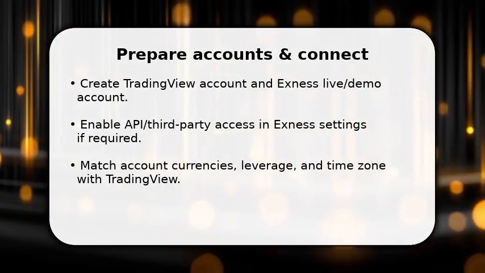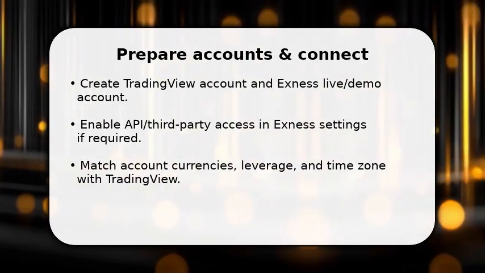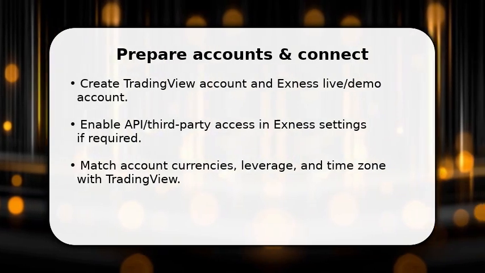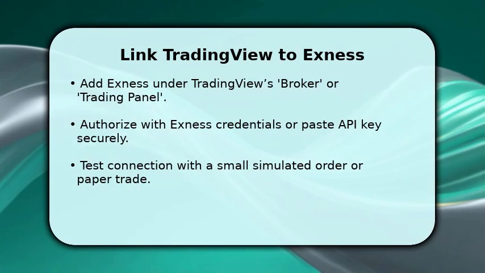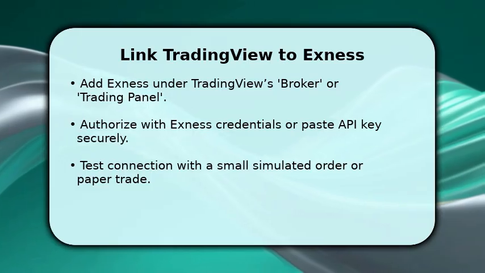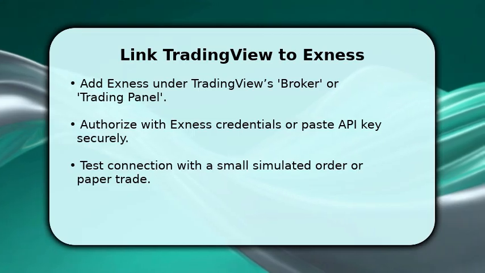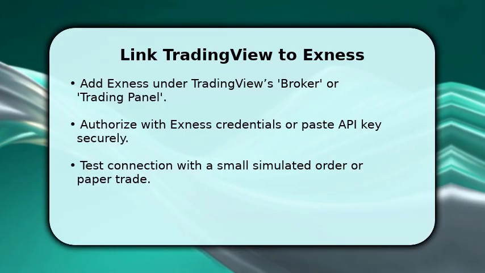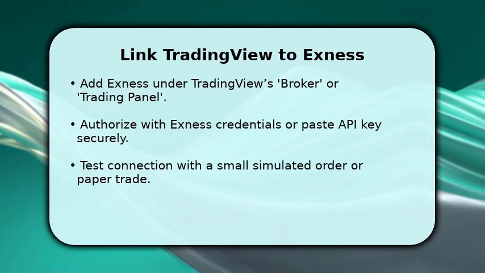Next, gather your Exness credentials and API key if needed, and keep two-factor authentication available. Now move to TradingView to link a broker, or set up webhook/order routing to Exness. On TradingView, open the trading panel and select Exness from the broker list or choose the webhook/order routing option. Once selected, authorize by entering Exness login details or pasting the API key. Follow any prompts to grant permissions.